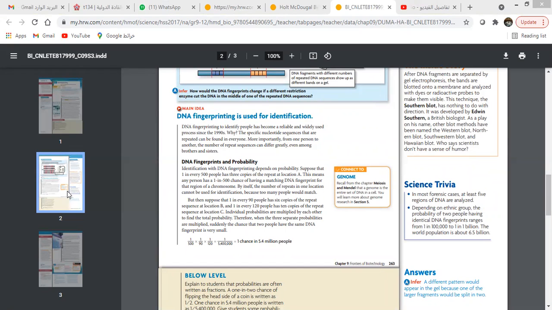I want to show you here the restriction map. Wait a moment. This is stuck.